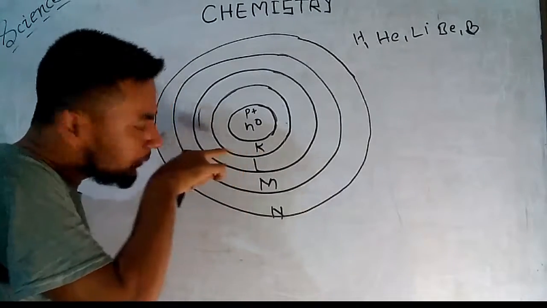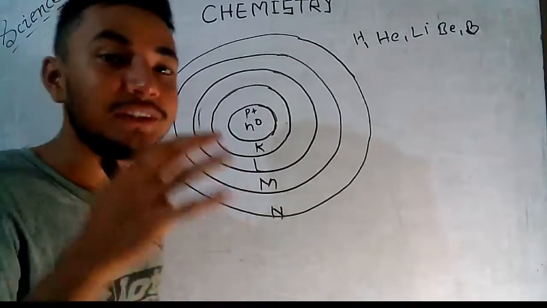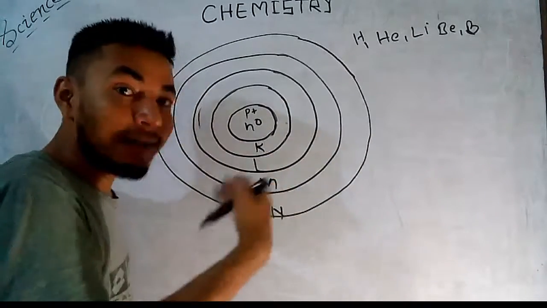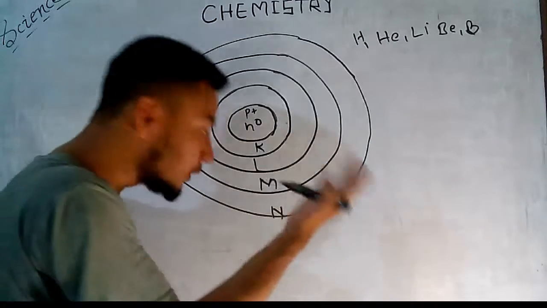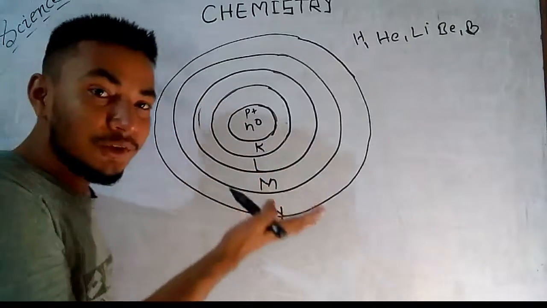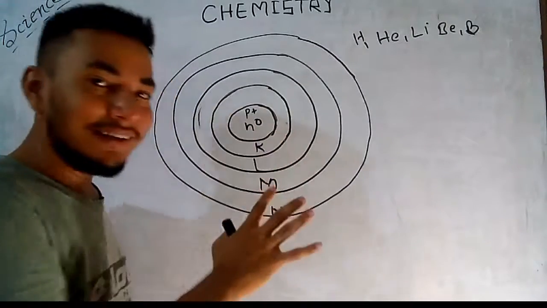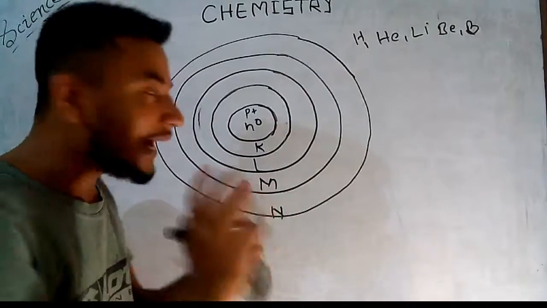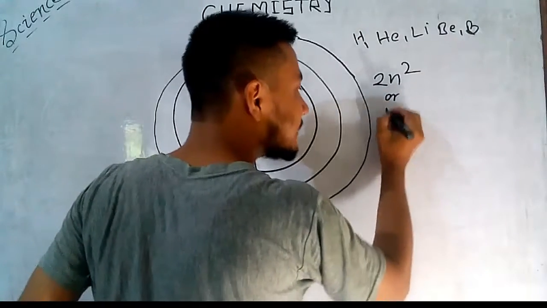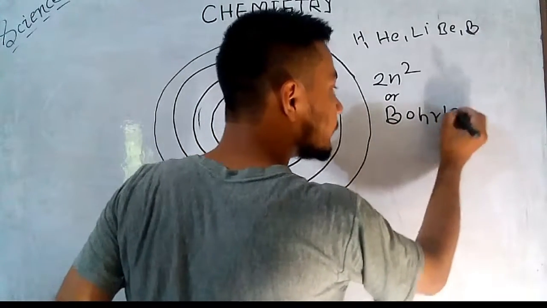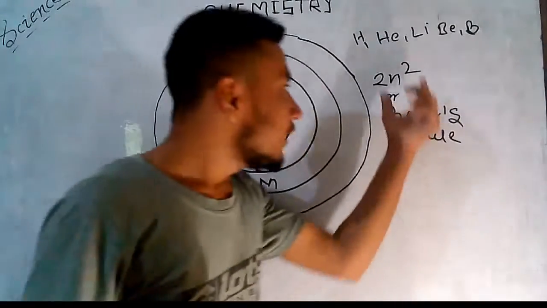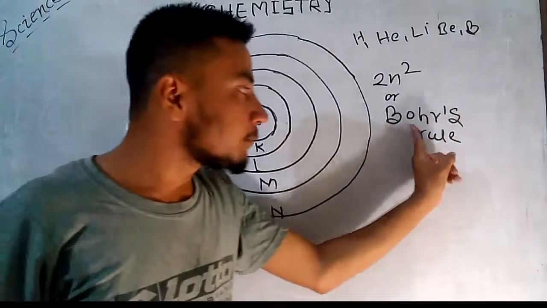The capacity of each shell to occupy electrons is different. The capacity of the K shell is different, the L shell occupies a different number of electrons, the M shell is also different, and the N shell too. The number of electrons a shell can occupy is given by a rule, called the 2n square rule, or simply Bohr's rule. It was given by the scientist Bohr, so the 2n square rule is also called Bohr's rule.